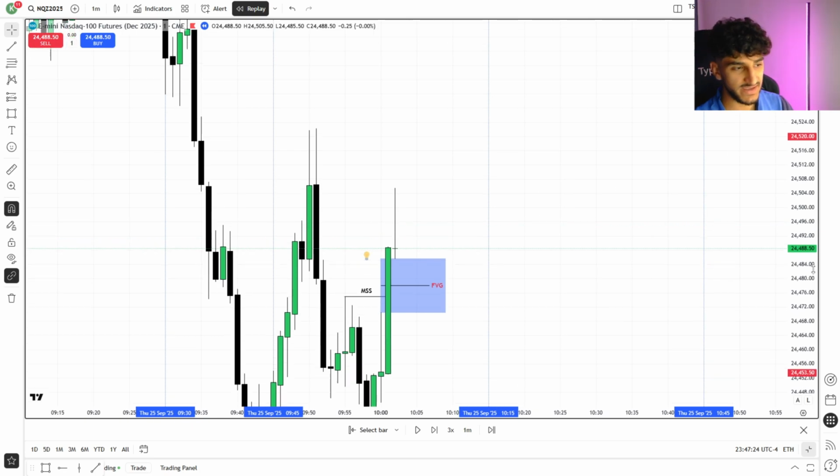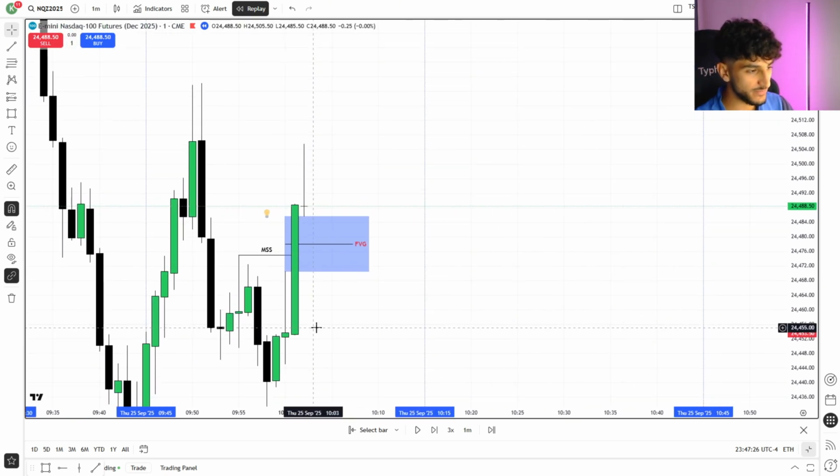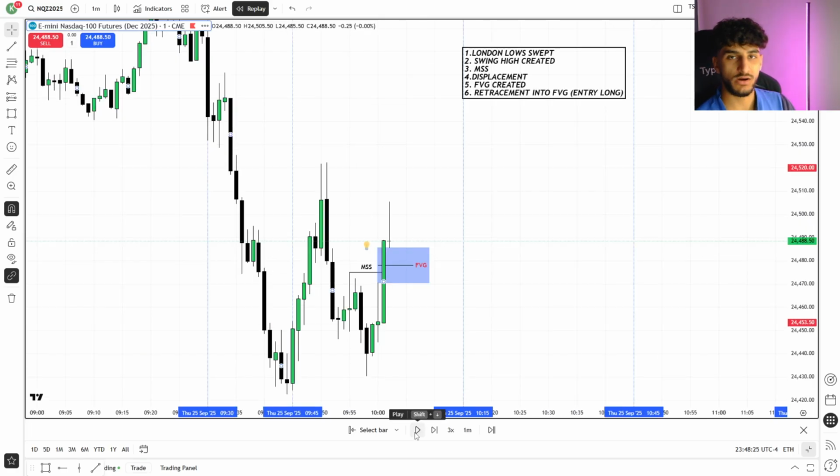And again, just to dig deeper, a fair value gap is a 3-candle pattern once more. Let's call this candle right here number 1, this candle right here number 2, and this candle right here number 3. Essentially what a fair value gap is, number 1 candle's high and number 3 candle's low are not overlapping, you see, and there is an inefficiency. That is called a fair value gap. There is a price gap. Now, after getting that fair value gap, what I'm looking for and waiting for now is a retracement into that fair value gap.